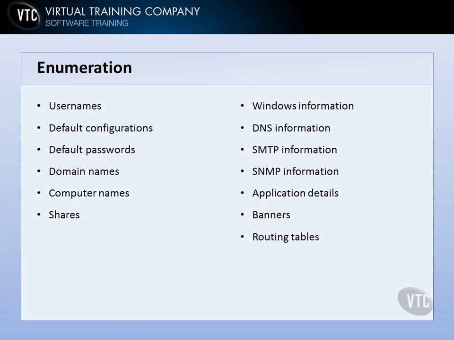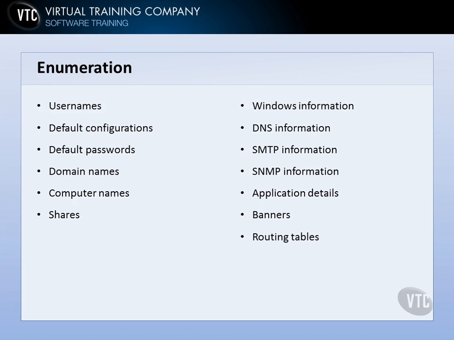Obviously, we're looking for Windows information if we're hitting a Windows box, and certain information from Linux hosts as well. For network types of services, we're looking at DNS, SMTP, SNMP, and other protocols that run on the network. We're not just looking to see if the service is running, we're looking to see what its configuration is as well. And in some cases, we can get application details from enumerating a host, usually types of banners or types of information that an application may use in its configuration, even default passwords sometimes.